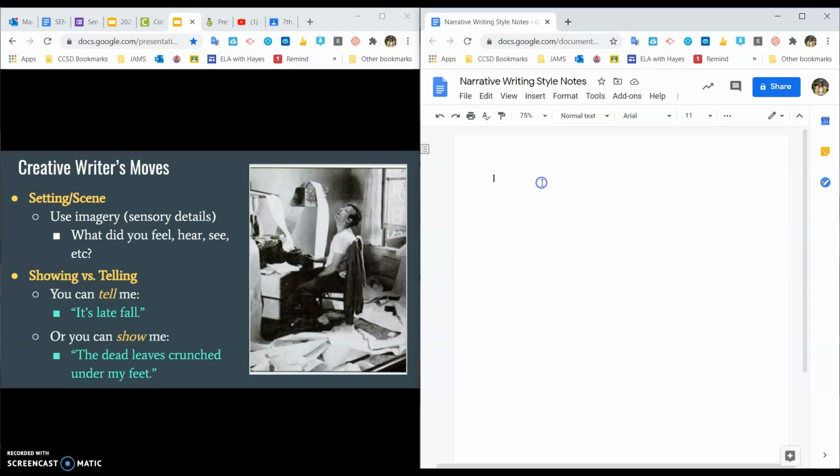So our first bullet point is going to be setting and scene. Notice when I'm writing out some bullet points for myself, I'm going to want to actually give myself some bullet points. Here we go. So when we're doing setting or scene, we want to make sure we use imagery.